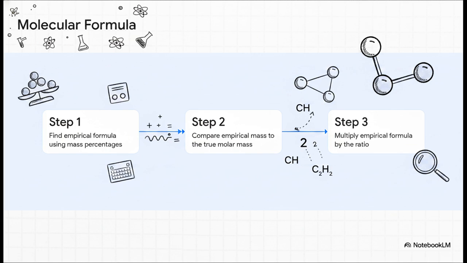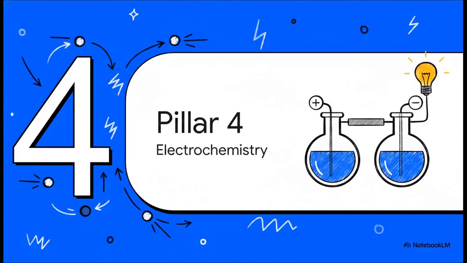Step 2, the mass of CH is 13, but the exam told us the true mass is 26. So step 3, 26 is exactly double 13, right? Multiply the whole formula by 2, and your final answer is C2H2. Just trust the steps. All right, let's transition smoothly into Pillar 4, the rules of electrochemistry.